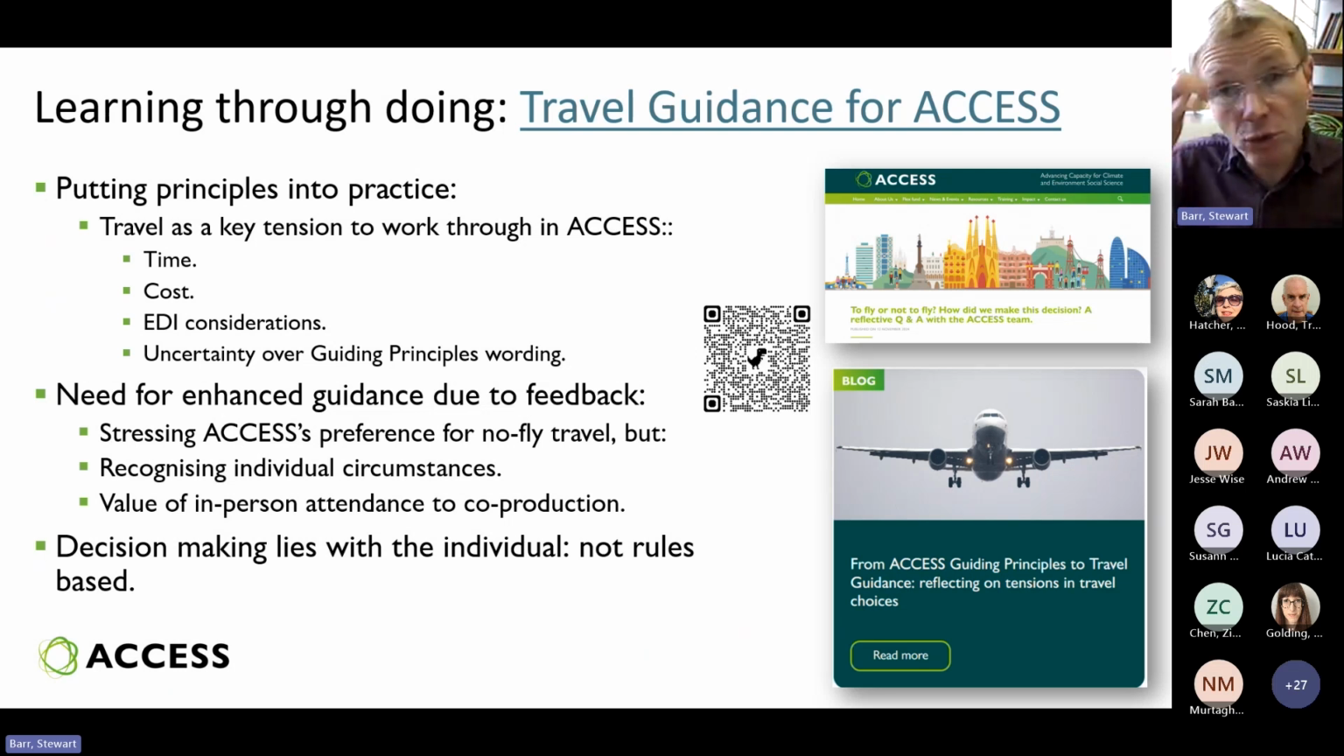So there's lots that you can read about in terms of our decision making there. I've written a blog on the Access website. It's either there now or shortly will be, a really fascinating blog that Sarah has led, which is a discussion piece about decision making for travelling to a conference in Barcelona over the summer.